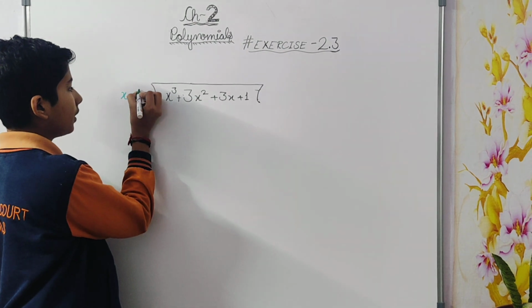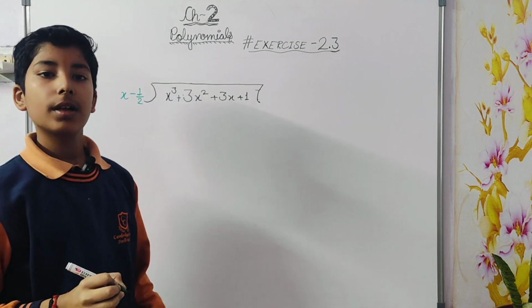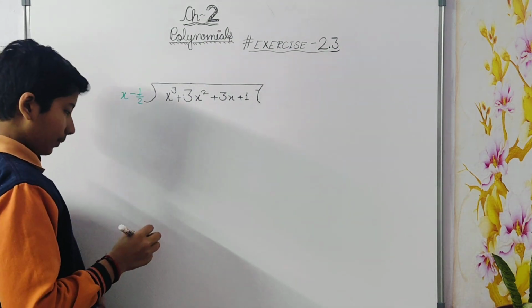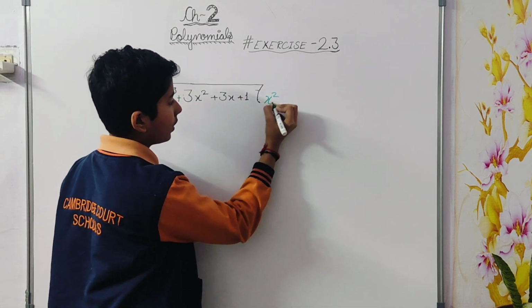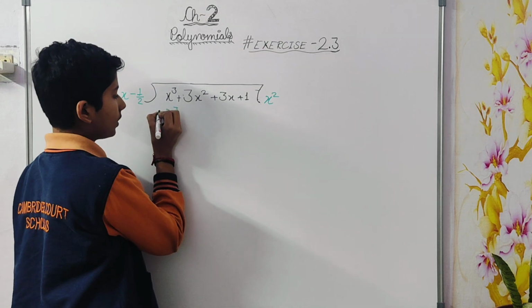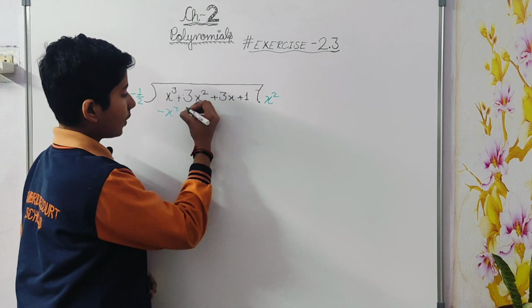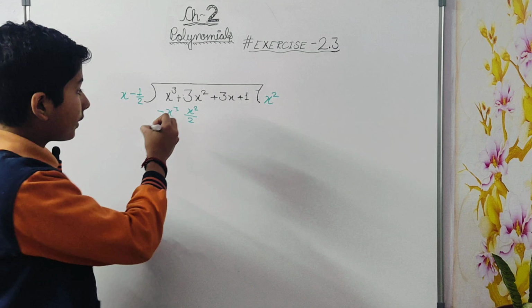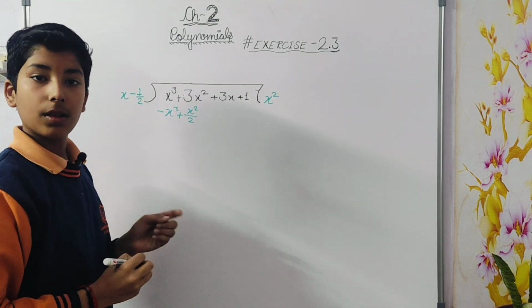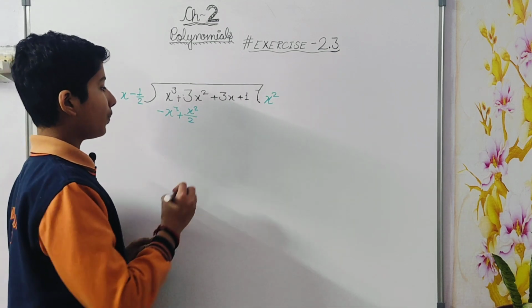Let's come to our next part, x minus half. This might seem difficult, but don't worry, I'm here. I'll make it easier. So x, to make it x cube, will require x square. This is x cube, the sign is changed to minus, and this is half, so this will be x square divided by 2, but here the sign will be plus, because here it is minus, so the sign will get changed.